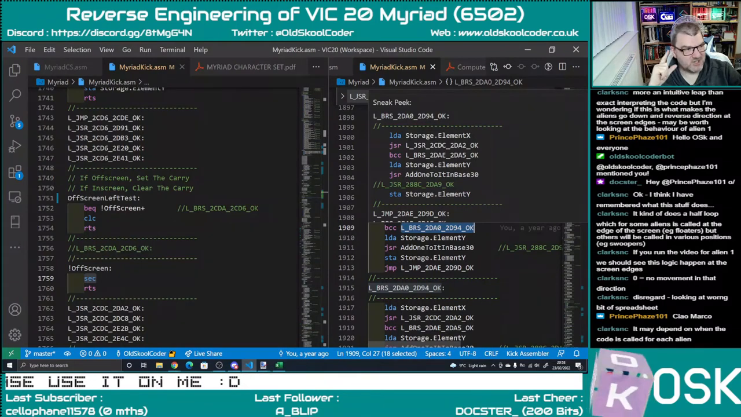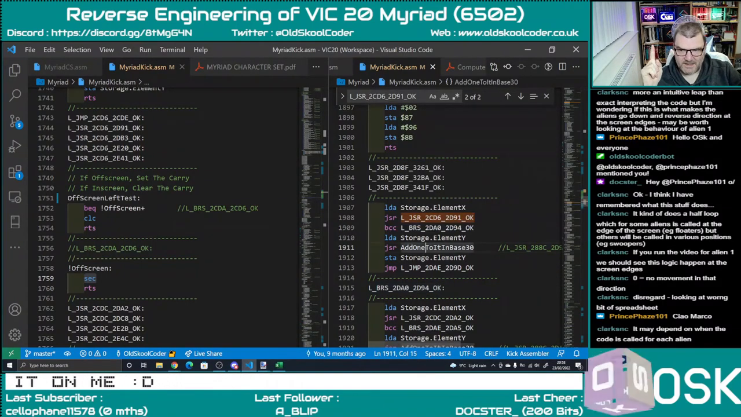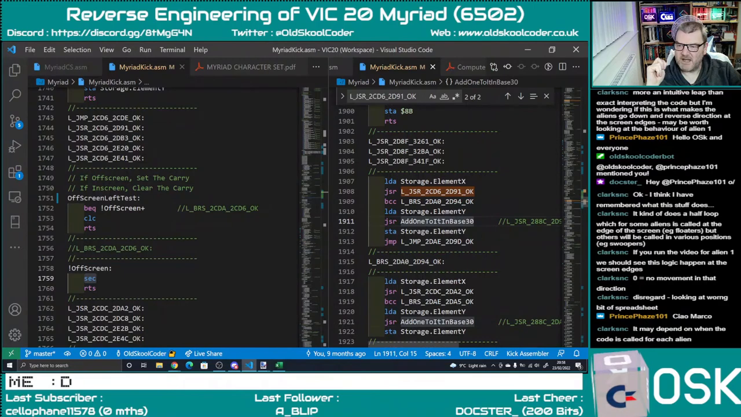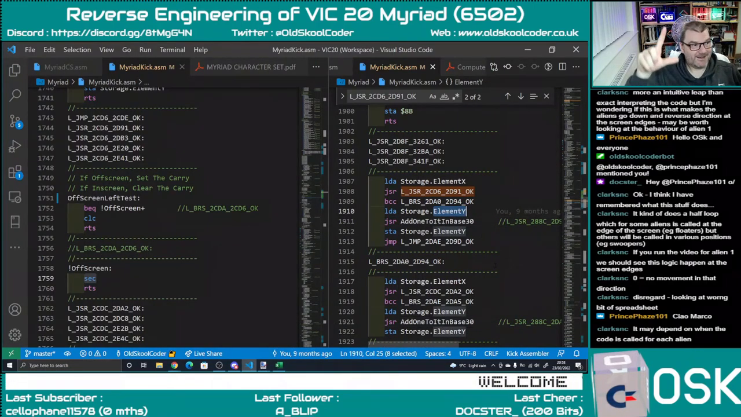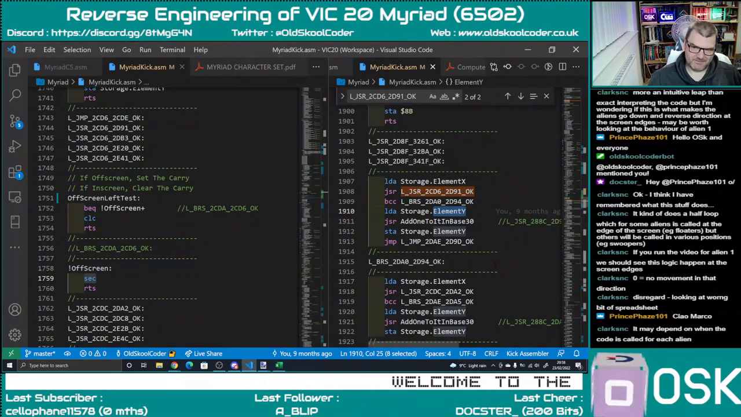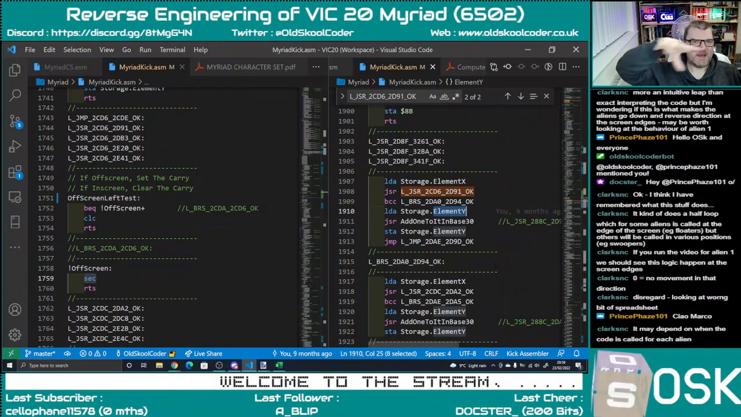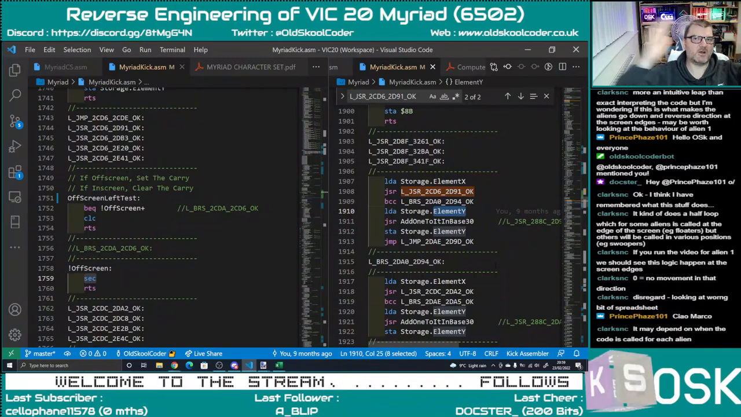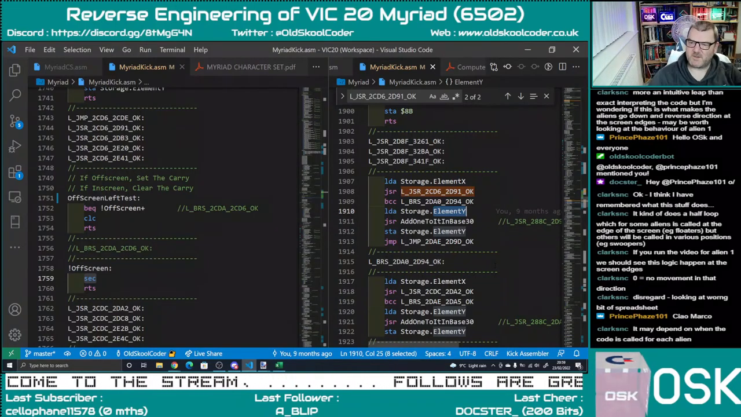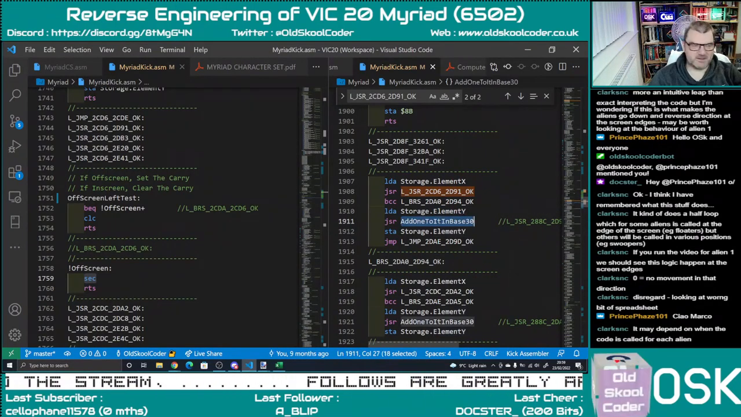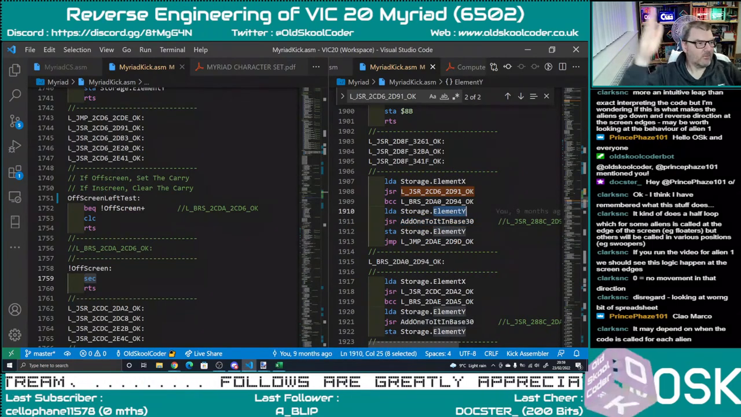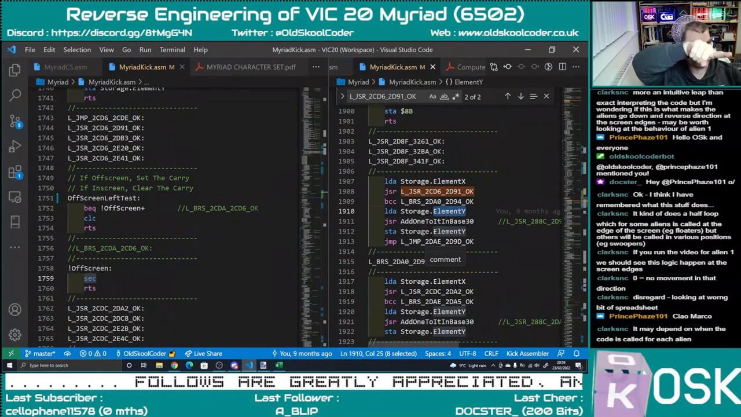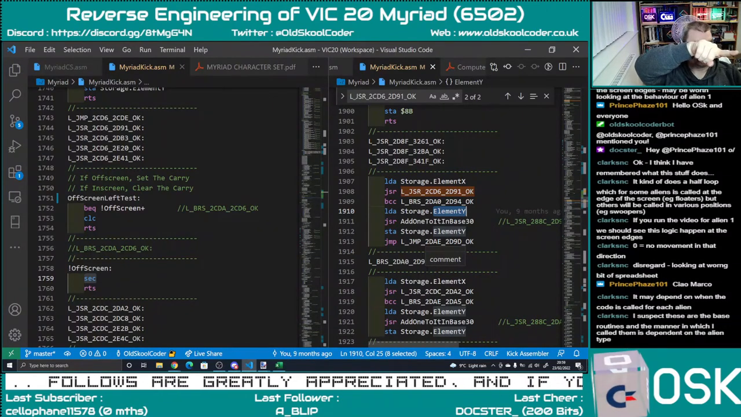But if the carry is not clear, then it loads the Y element, and it goes down a row. Now, Myriad is 30 columns, if my memory serves me right. It widens the screen, and that's why it says add one in base 30. So we've come off the screen here, we've now detected we've come off the screen, so we're now adding.